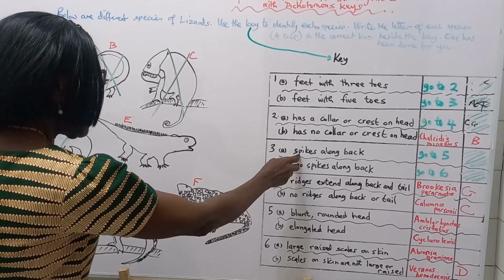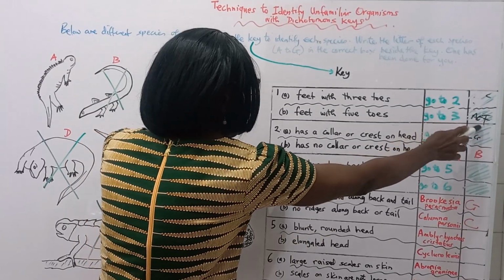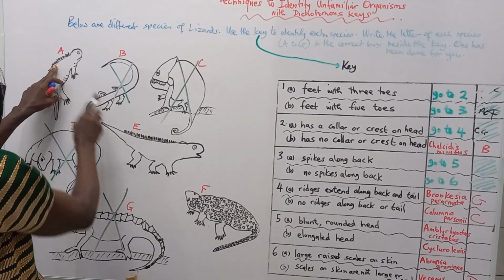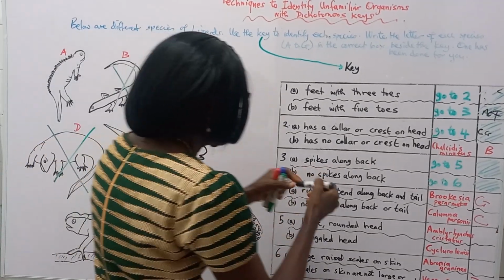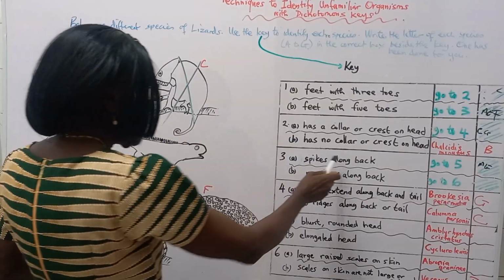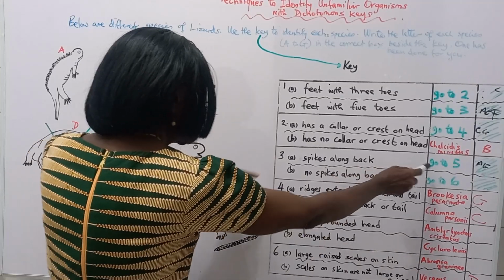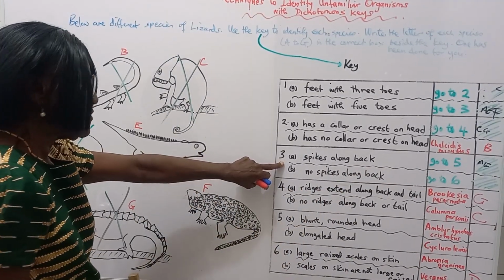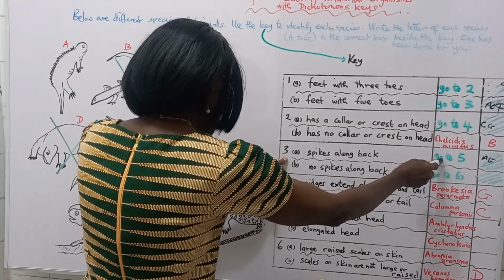So we have spikes along the back. We have A, E, F. So A, E, F, spikes along the back. We have A and E, spikes along the back. Rough work, A and E, spikes along the back. A and E. We are supposed to go to 5. Finish that before you come and worry yourself with 6. Right? Spikes along the back, we go to 5.